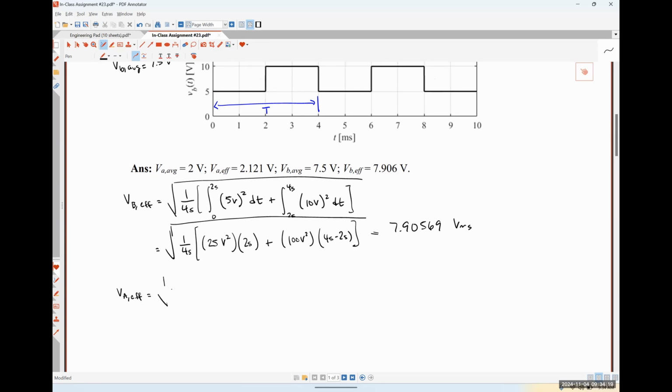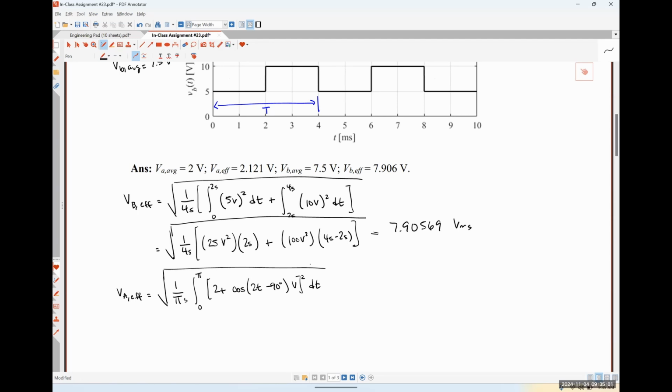So this is going to look like the square root of 1 over pi seconds times the integral from 0 to pi of 2 plus cosine 2t minus 90 degrees volts quantity squared dt. So that's just me using my generic equation, square root of 1 over T times the integral from 0 to T of the voltage squared, take the square root of the whole thing.